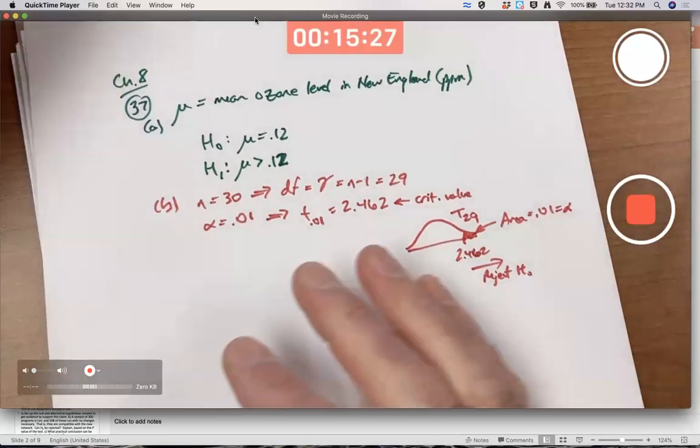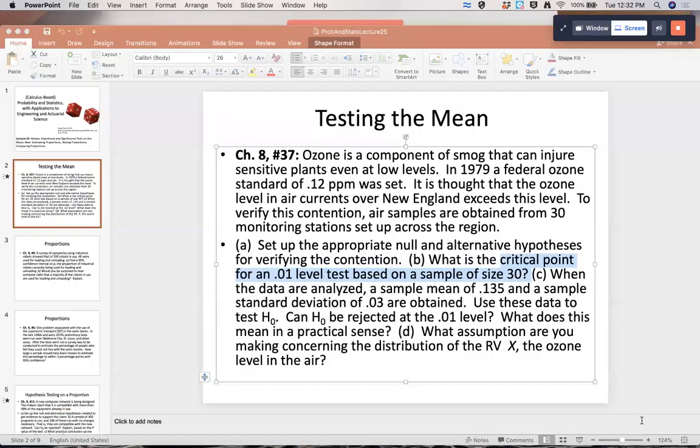Let's leave it like this for the moment. Move on to part C.